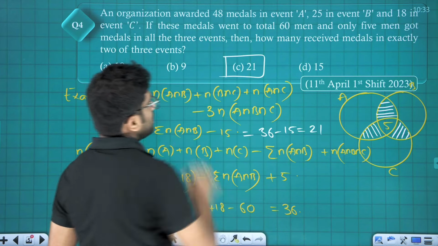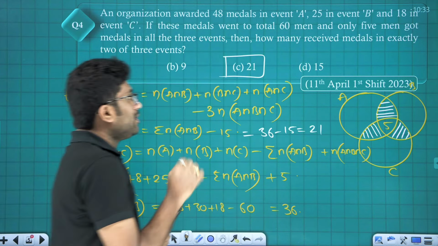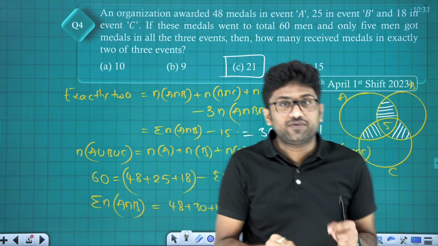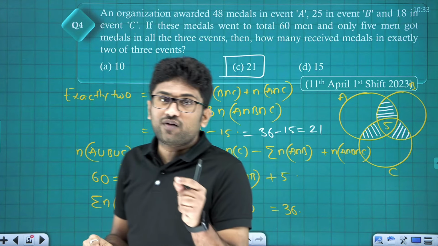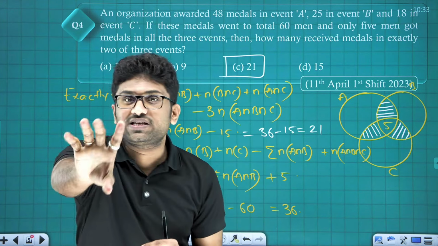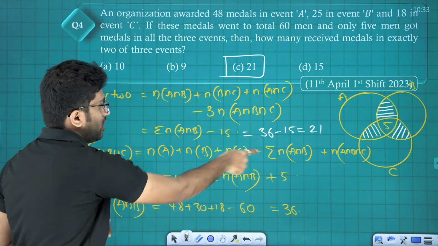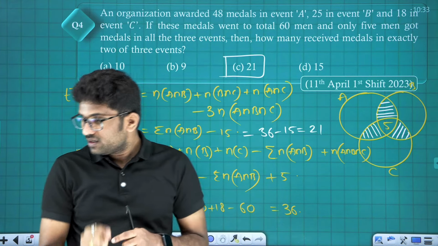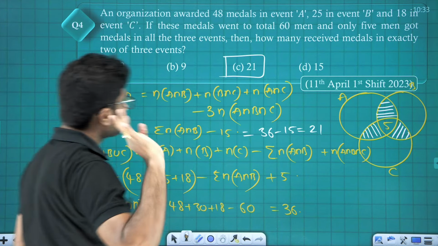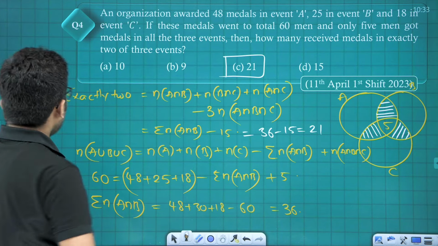Answer is option C. So how many received medals in exactly 2 of the 3 events? In exactly 2 of the 3 events. If they say at least 2 events, that means this one, sigma n of A intersection B. Clear? So that becomes the correct answer. Next question.